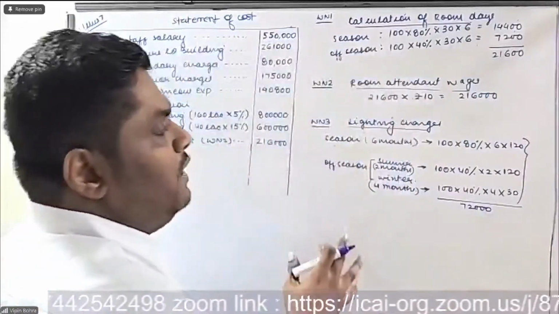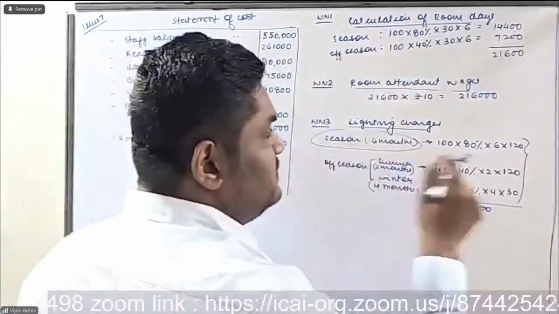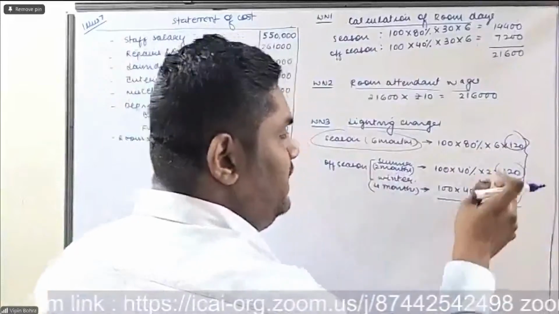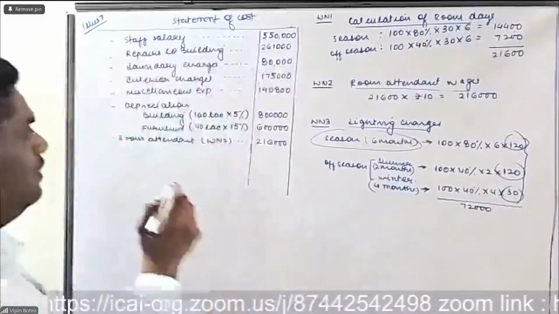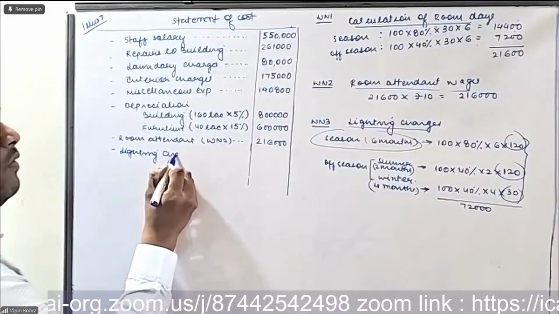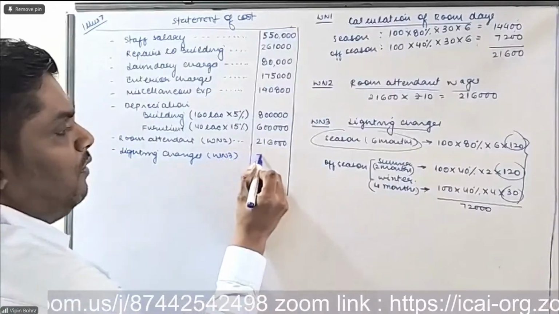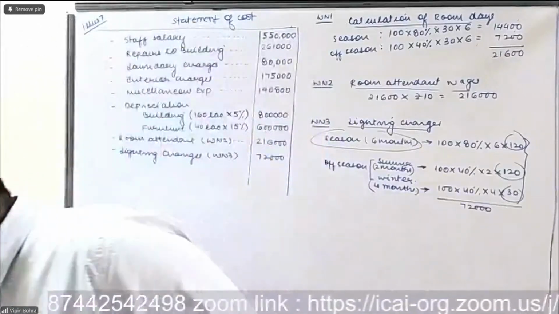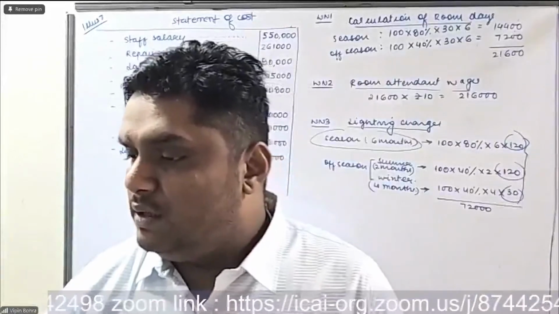So I repeat again, when talking about the lighting charges for the season, that is for 6 months, it will be 120. For off season also, for 2 months, it will be 120 because it is summers, but in winter, it is only 30. So when talking about the lighting charges, it is 72,000. I think we are done with the calculation part. That is, all the expenses are already considered.